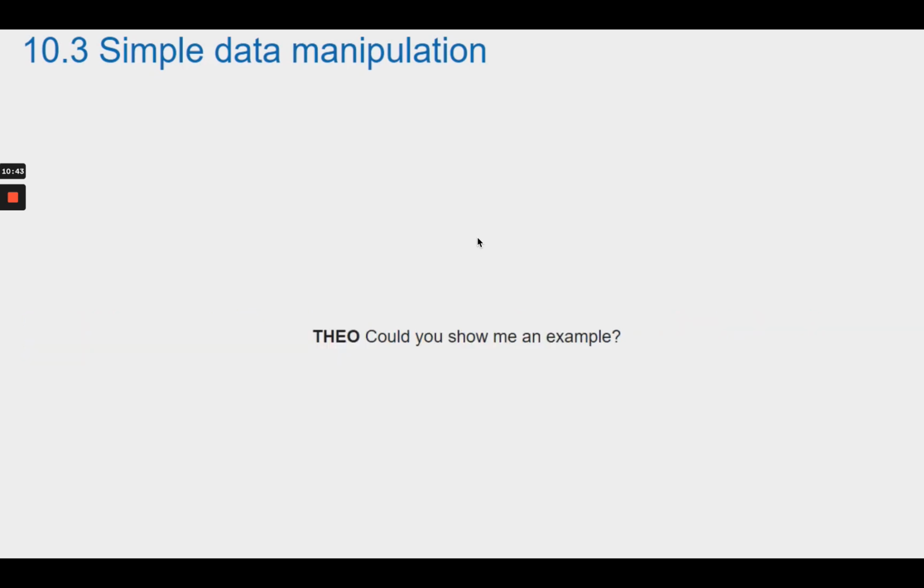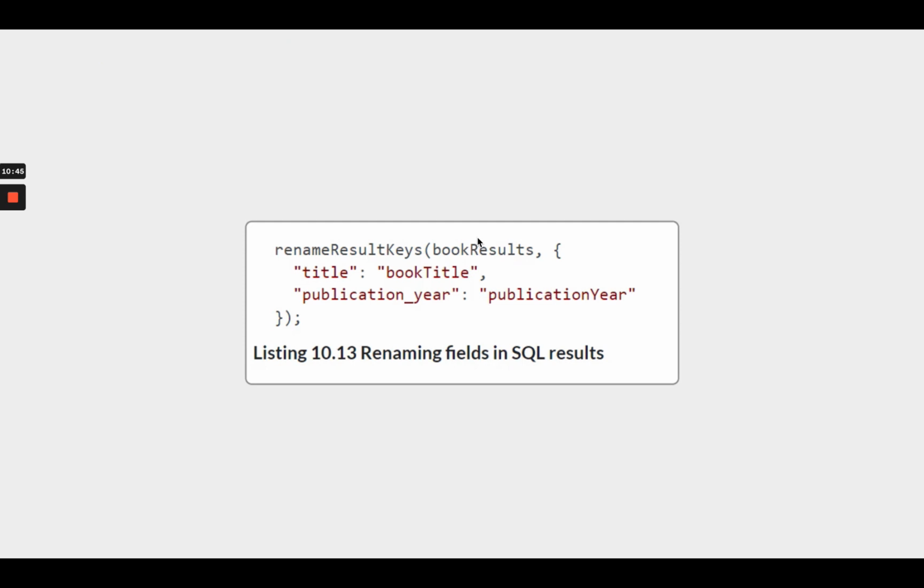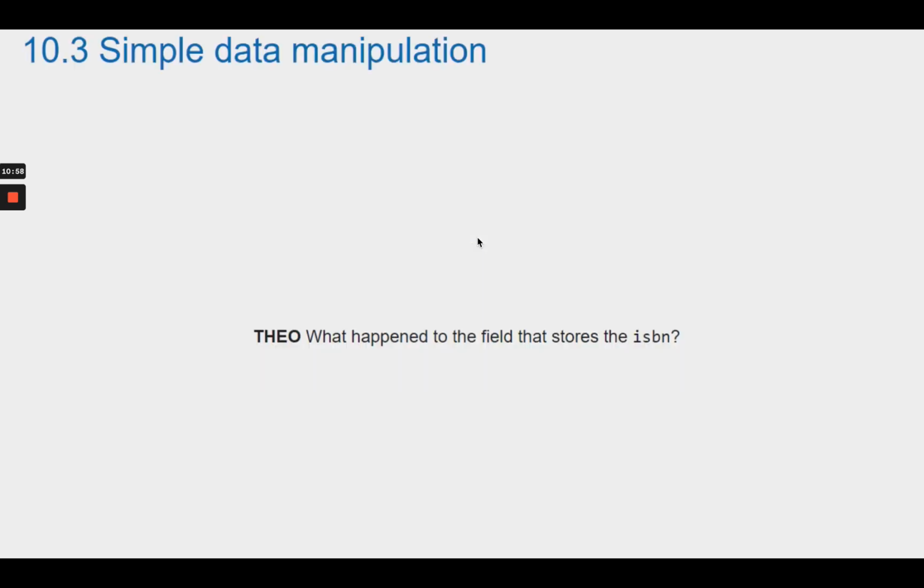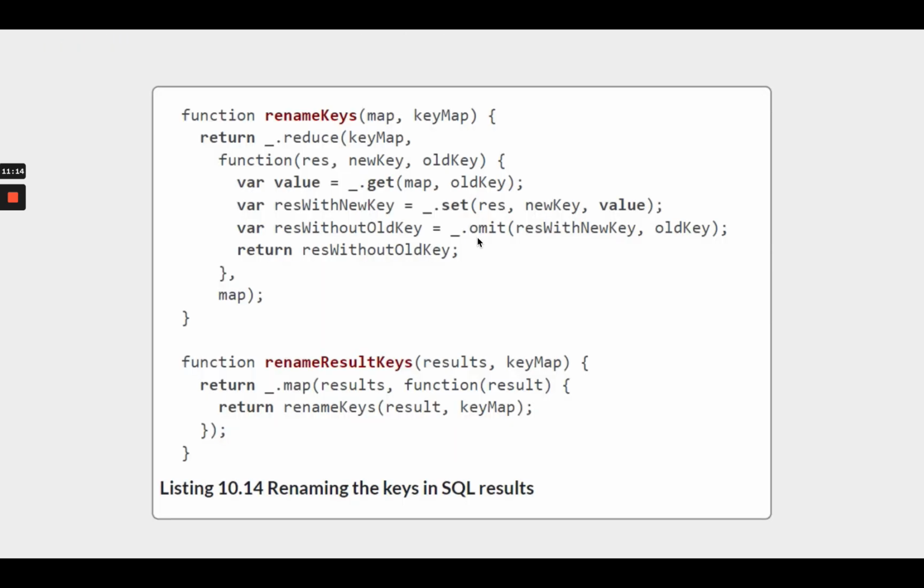Theo: Could you show me an example? Joe: Sure. A map like this can be passed to rename result keys to rename the fields in the book search results. So for example, you could write rename result keys like this. Theo: What happened to the field that stores the ISBN? Joe: When a field is not mentioned, rename result keys leaves it as is. Theo: Awesome. Can you show me the implementation of rename result keys? Joe: Sure. It's only about map and reduce, so I'd do something like the following.